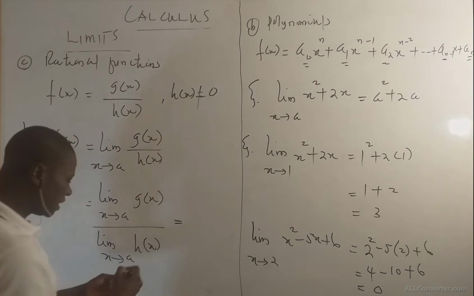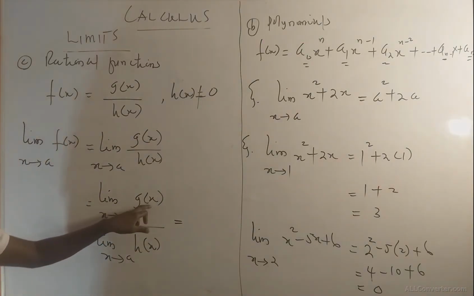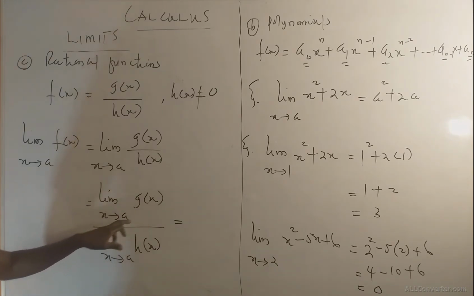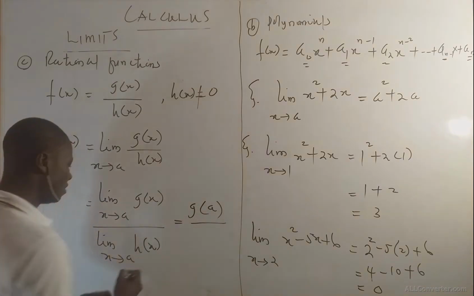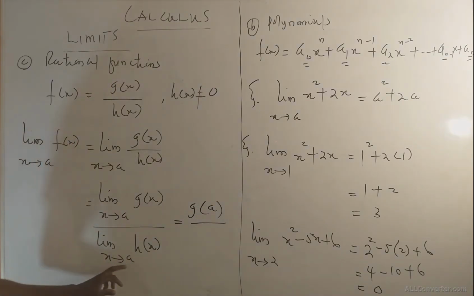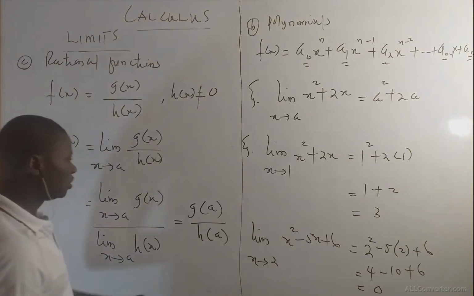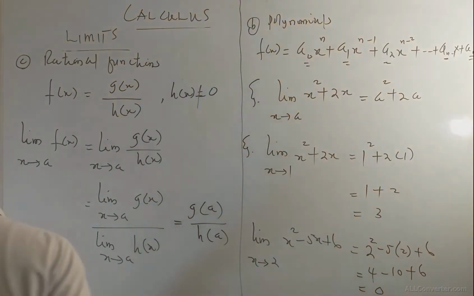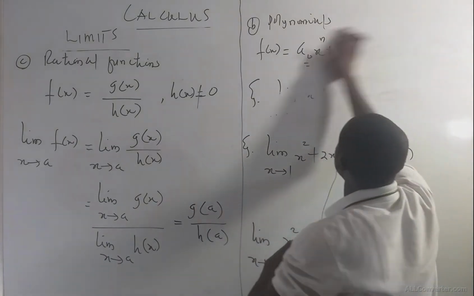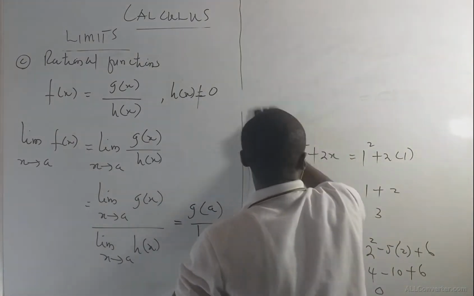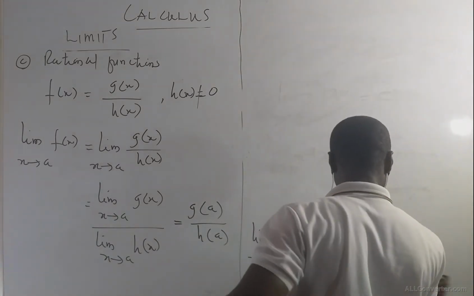When you are taking limit of the numerator, it's limit as x approaches a of g of x, where g of x is the polynomial function. So substituting a wherever you see x will give g of a, and the limit as x approaches a of h of x will also be h of a. And so g of a over h of a will now be our answer. That is how we find limits of rational functions.